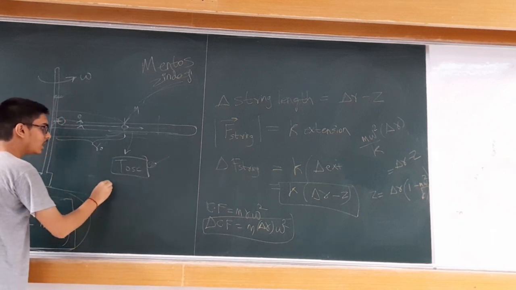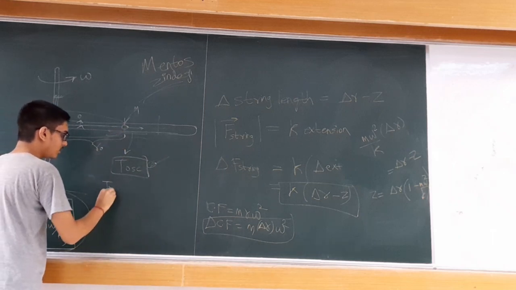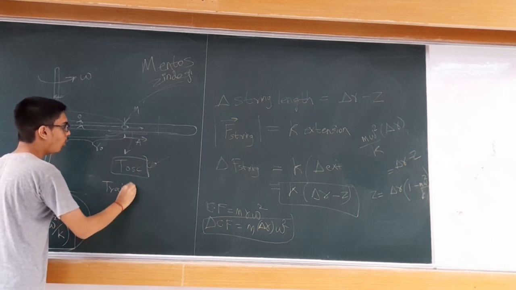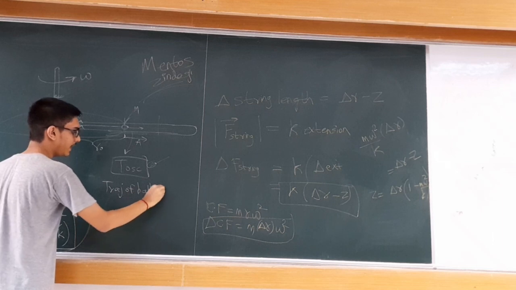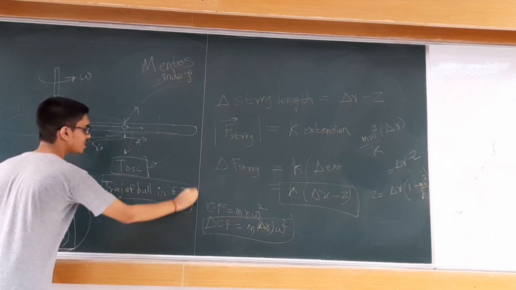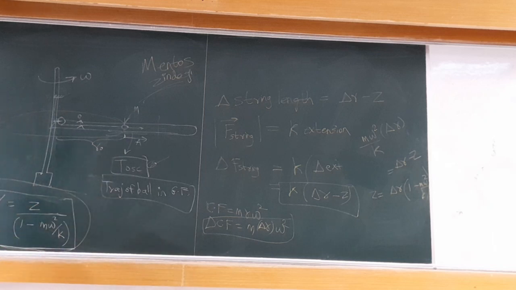After getting this, suppose this is displaced by amplitude A, find the trajectory of the ball in the ground frame. This is something which I expect would be a bit difficult, a bit challenging, but very interesting to see.